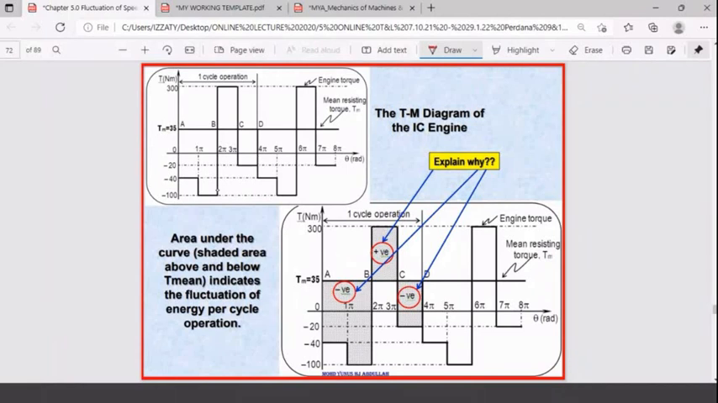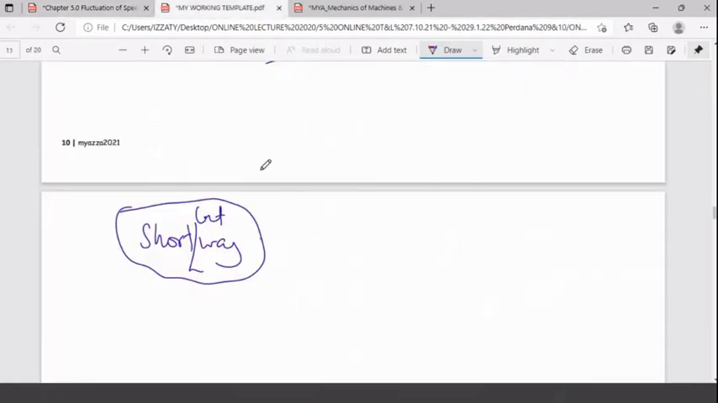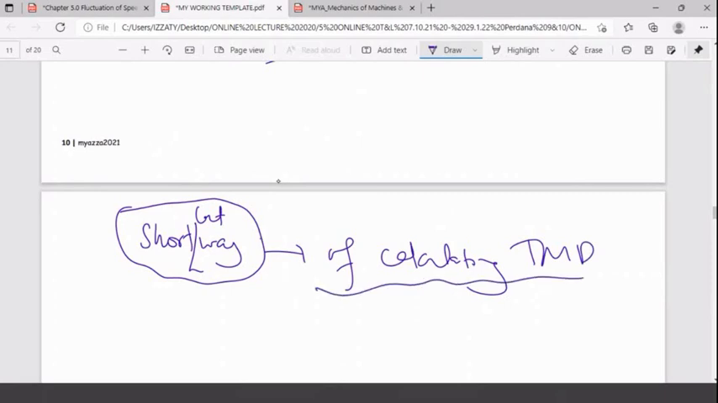When I meet you again, inshallah, I'm going to share with you the shortcut way of calculating the turning moment diagram. So remind me of the thing that we have here: the shortcut way of calculating the turning moment diagram in energy analysis.